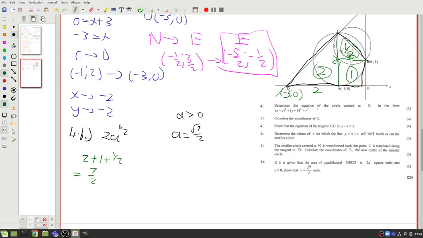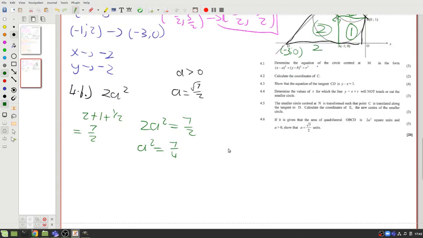But we know that they also said the area is 2a squared. So 2a squared equals 7 over 2. Okay, divide both sides by 2. Then we get a squared equals 7 over 4. And take the square root. So we take the square root of both sides, which will give us a equals square root 7 over 2, plus or minus. But they told us a is bigger than 0, so we can ignore the minus. And that is then our answer.